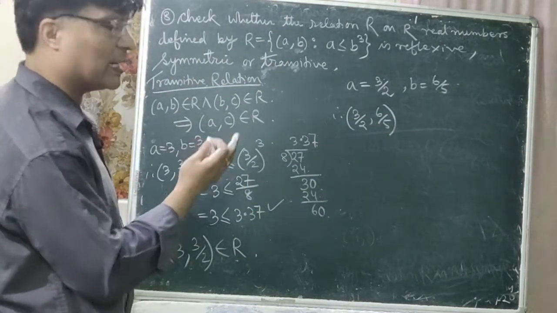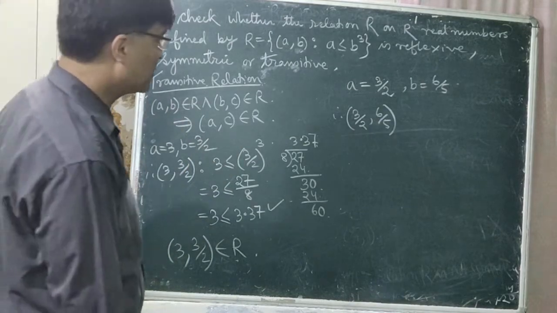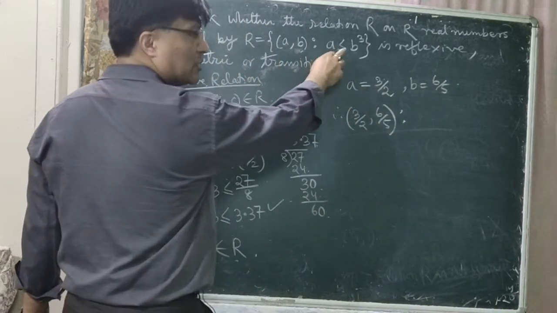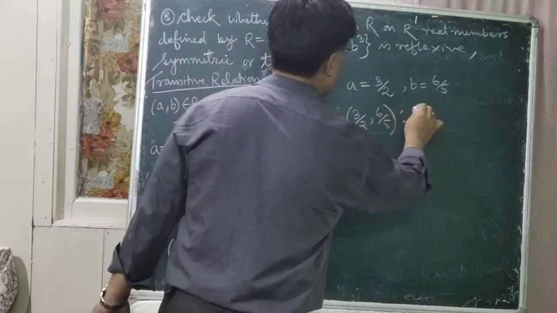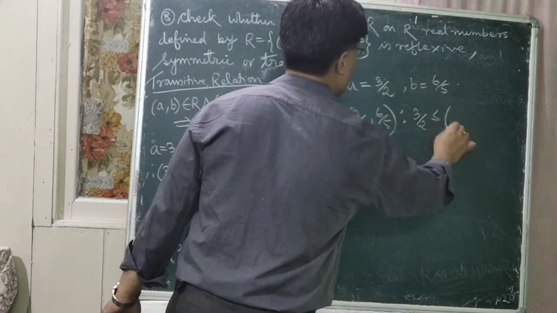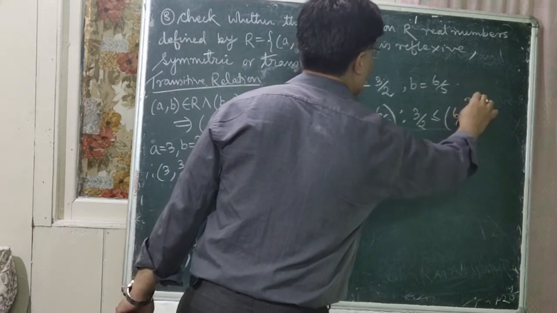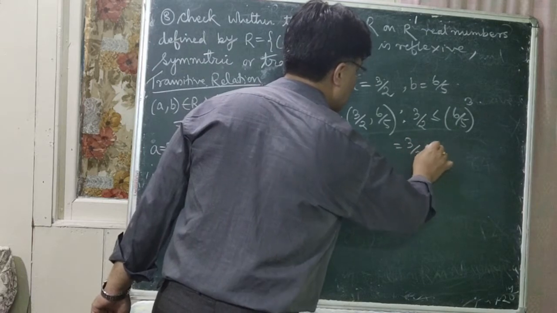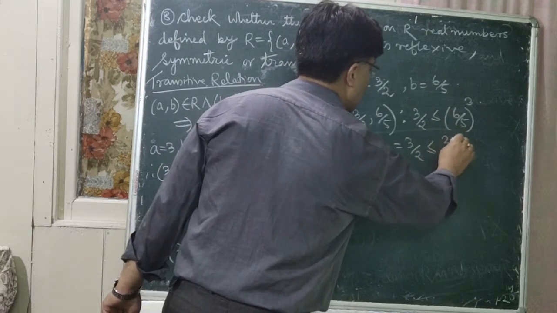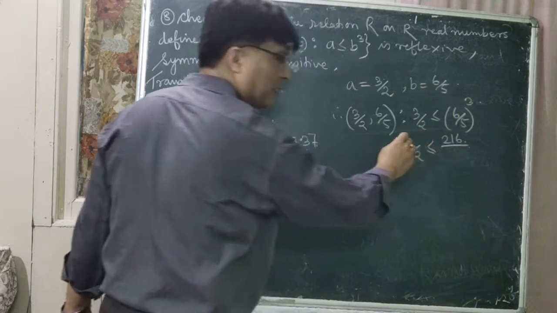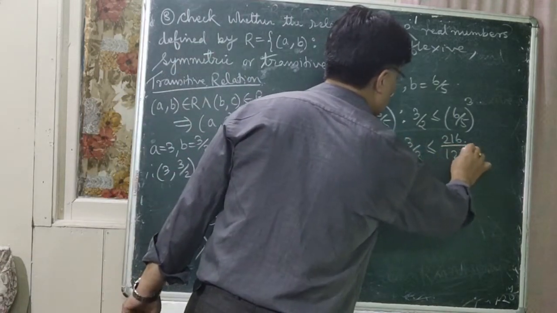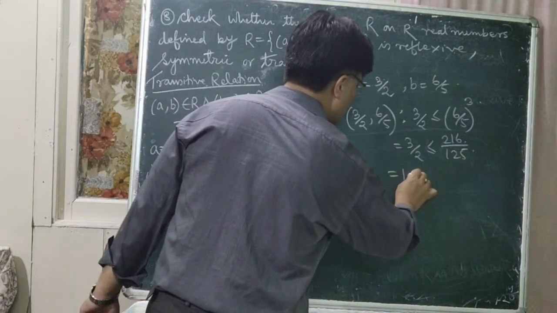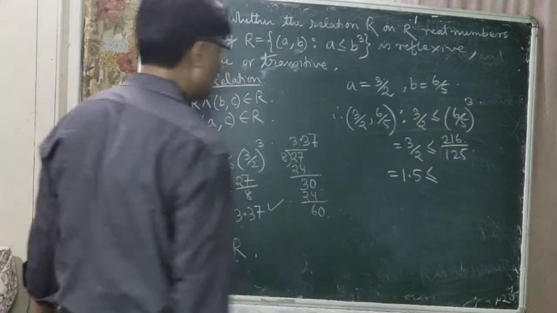This also should be in the relation R. Have you understood? So, such that the relation is A less than or equal to B cube. 3 by 2 less than or equal to 6 by 5 whole cube, which is 3 by 2 less than or equal to 6 cube is 216 divided by 5 cube is 125. And 3 by 2 is 1.5, less than or equal to.